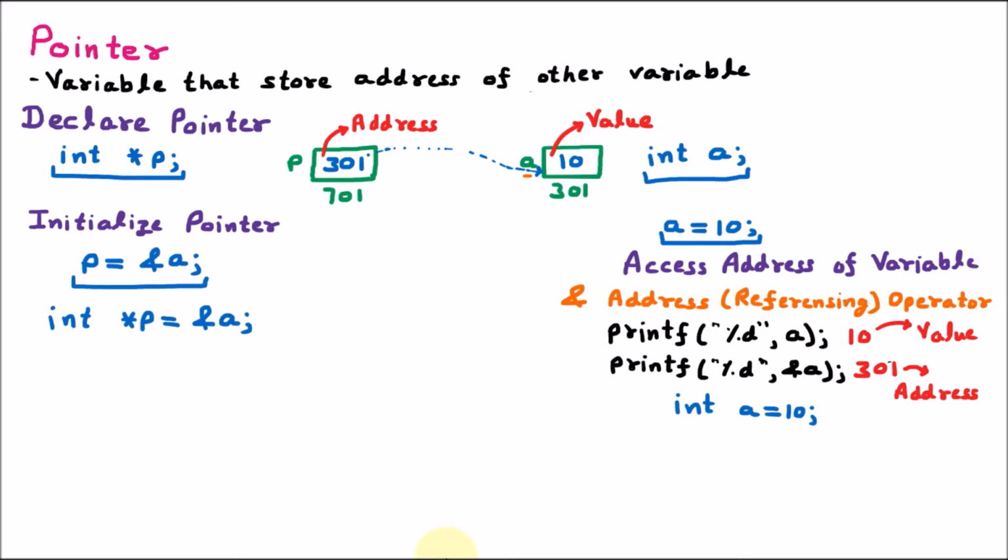Now here we can see one thing: int A is equal to 10. This is the variable declaration and initialization. That means we have declared a variable and initialized it. Then we are saying int *P is equal to &A. So here we are declaring a pointer and initializing the address. Now these two lines are required.